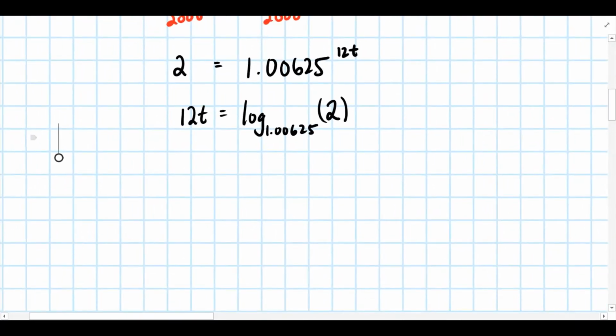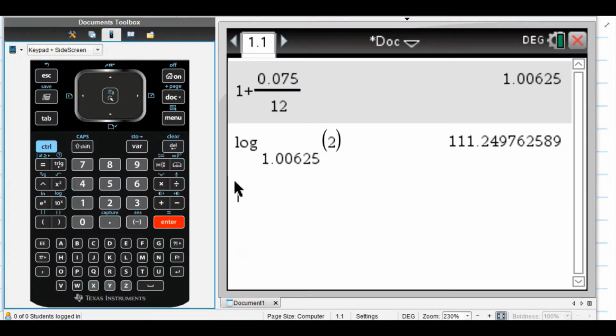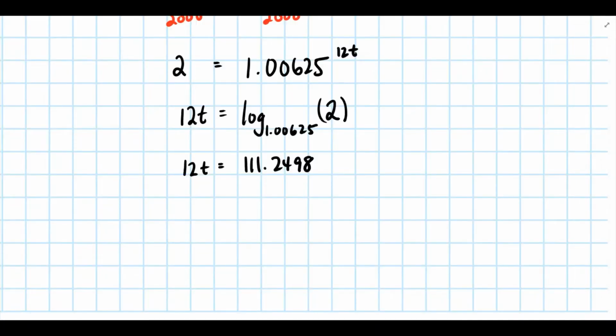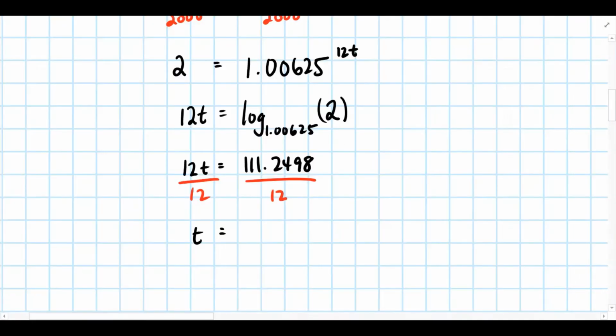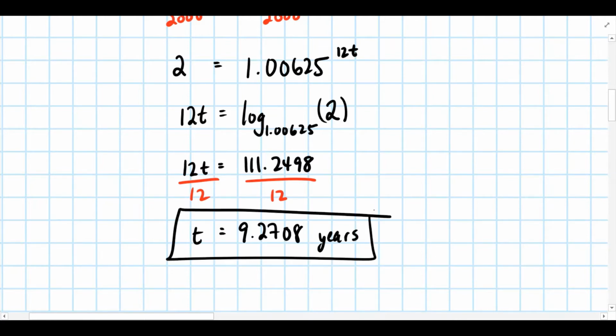We can use a calculator to evaluate the logarithm. Then divide by 12 to isolate t. So it looks like it would take approximately 9.27 years for the initial $2,000 to double to $4,000 at this rate.